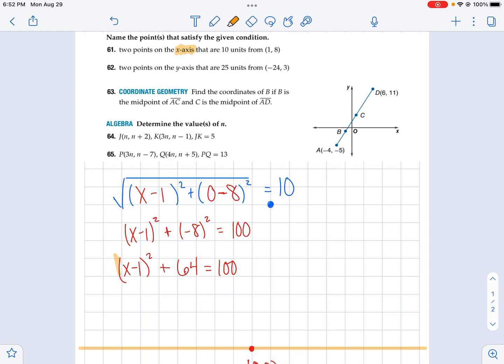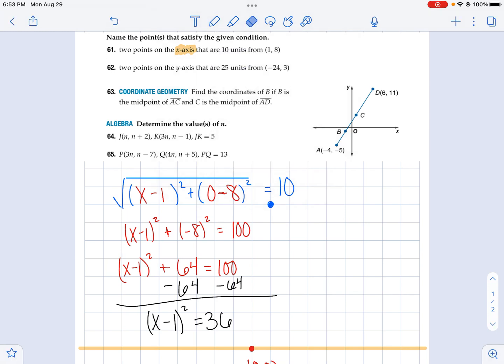Now, I've got this variable term that I still need to get by itself. So what's over here with my variable term that I need to get rid of to get the x minus 1 squared by itself? I should get rid of that 64. And now I see x minus 1 squared equals 36. And here's where I'd like to stop. So let's just stop for a minute.